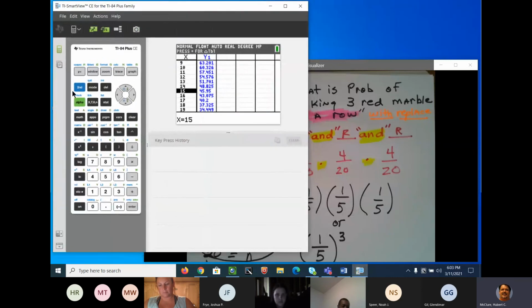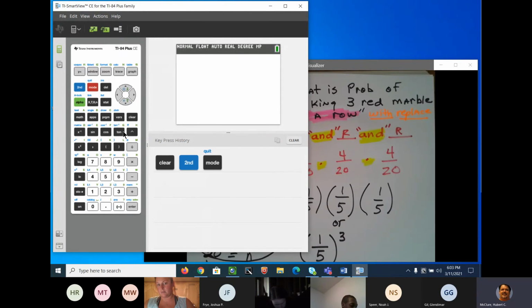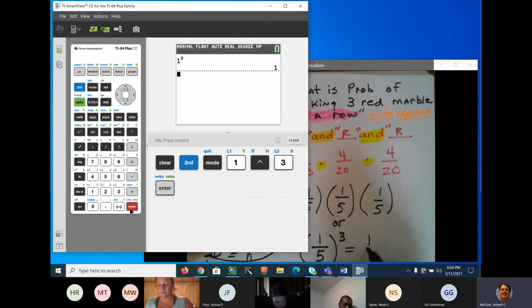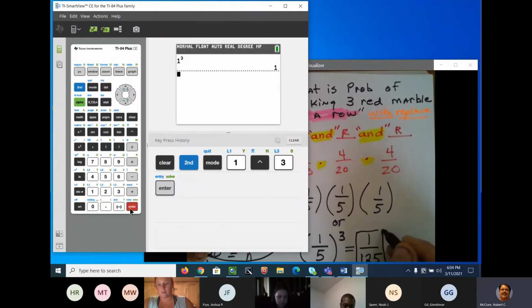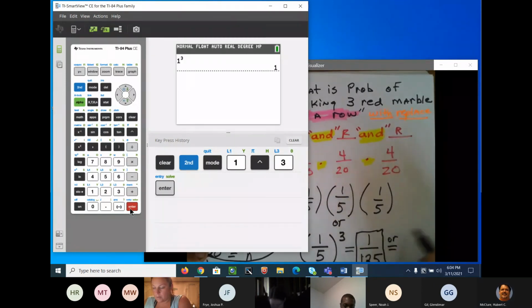So, with that being said, 1 raised to the third power is 1. Of course, y'all knew that. This is the fraction form. 5 raised to the third power is what? 125. And that's one answer. So I'm going to color that one. I'm going to put or.